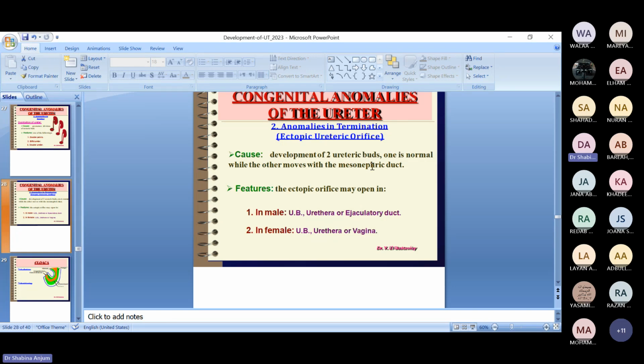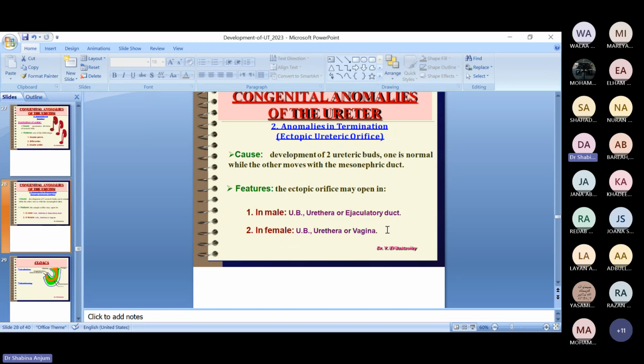Then you have the condition which is called ectopic ureteric orifice. Development of two ureteric buds, one is normal and the other will move with the mesonephric duct. So what will happen? There will be an ectopic orifice. In male: urinary bladder, urethra or ejaculatory duct; in female: urinary bladder or vagina.